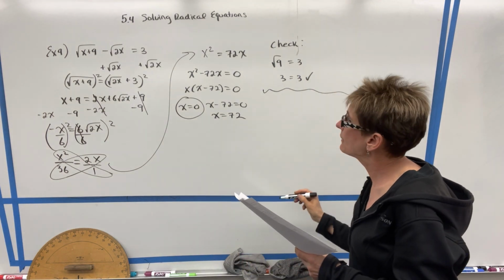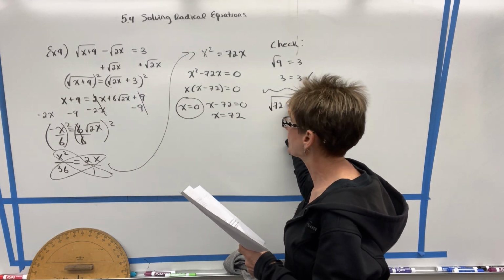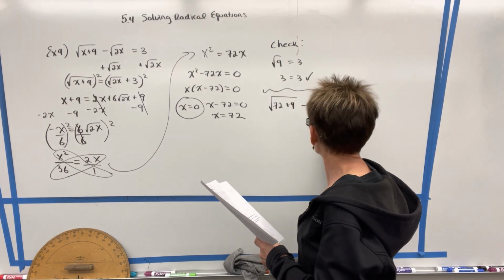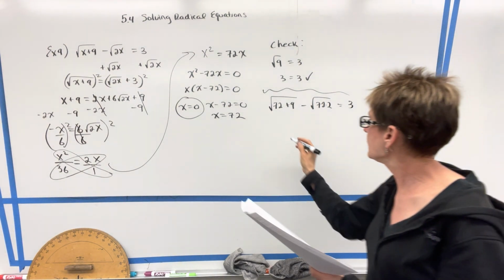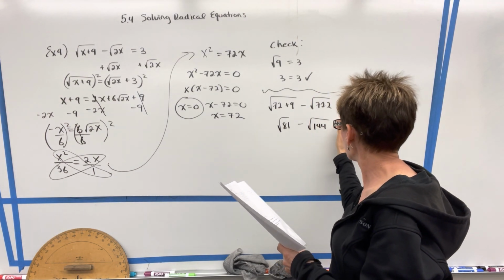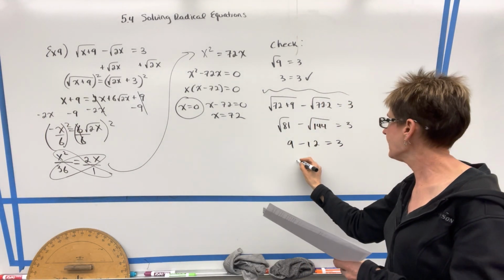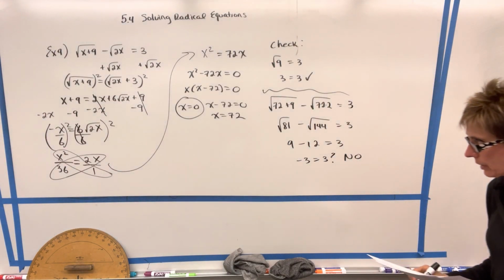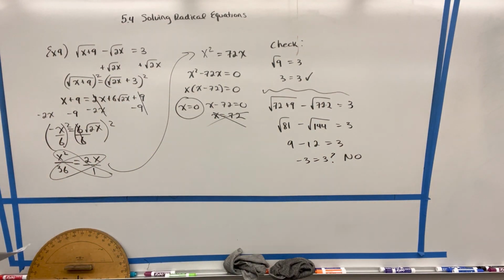Let's check when we plug 72 in. If I plug 72 into my original equation, I'm taking the square root of 72 plus 9 minus the square root of 72 times 2 and seeing if that is equal to 3. The square root of 72 plus 9 is the square root of 81. This would be the square root of 144. So is 9 minus 12 equal to 3? Or is negative 3 equal to positive 3? And the answer is no, that does not work. So that means that this solution here we have to cross out. It is an extraneous solution.